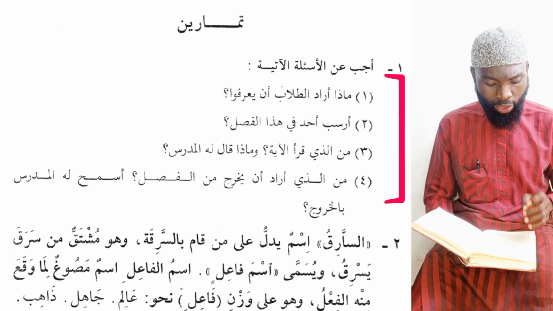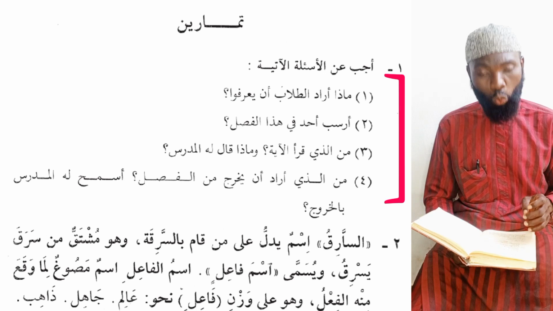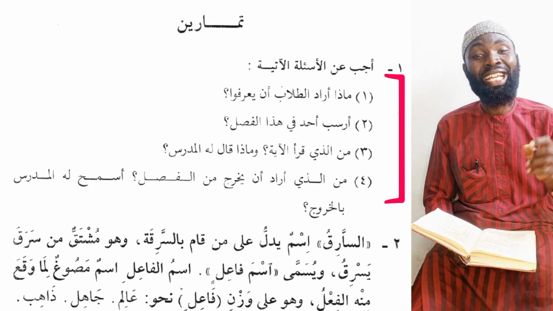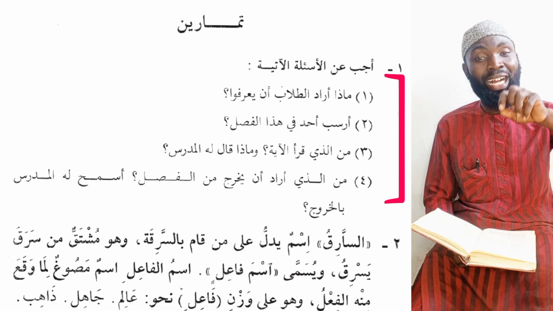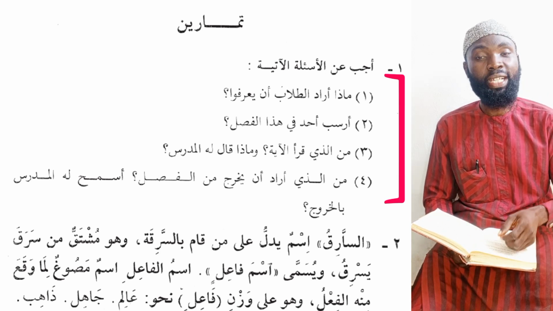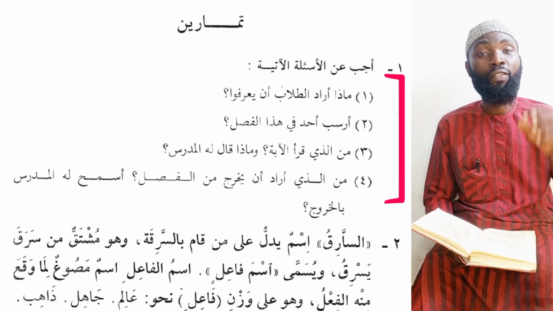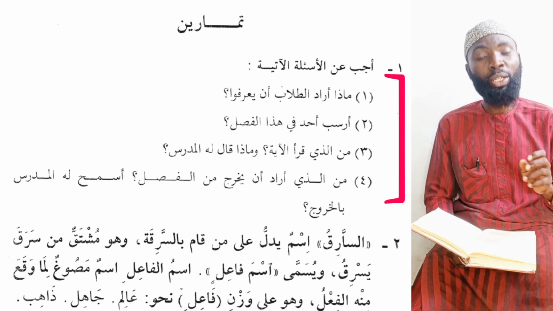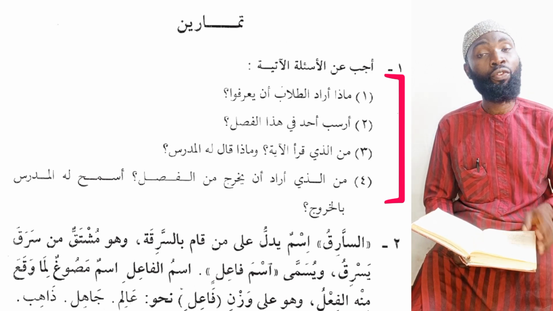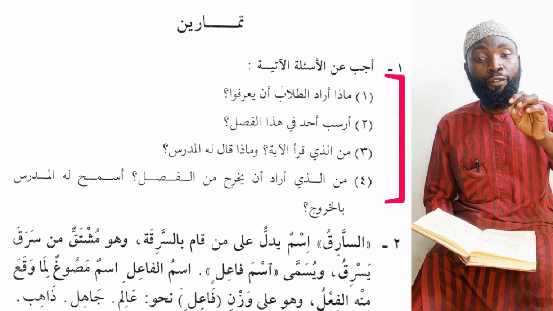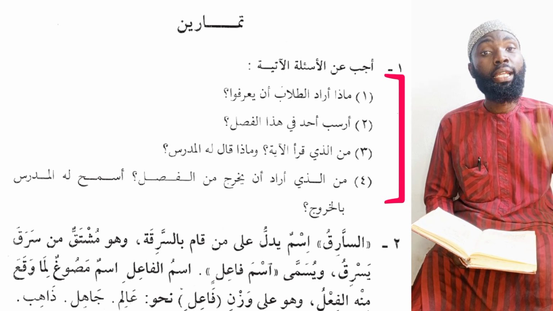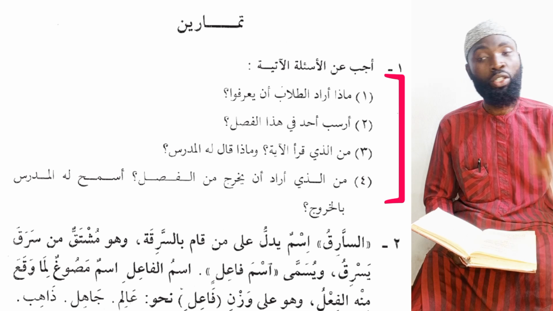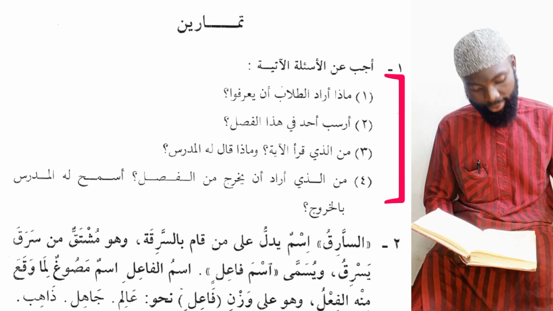Number one, ماذا أراد الطلاب أن يعرفوا؟ What do the students want to know? You say أرادوا أن يعرفوا نتيجة الاختبار الشهري. They want to know the result of the monthly test. Number two, أرسب أحد في هذا الفصل؟ Does anyone fail in this class? We say لم يرسب أحد في هذا الفصل. No one failed in this class.